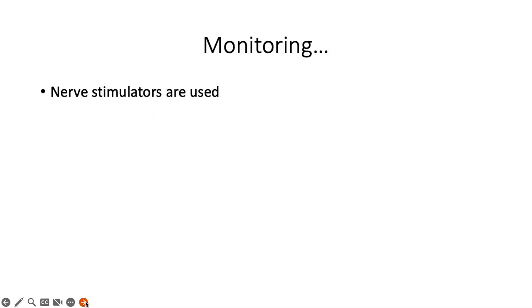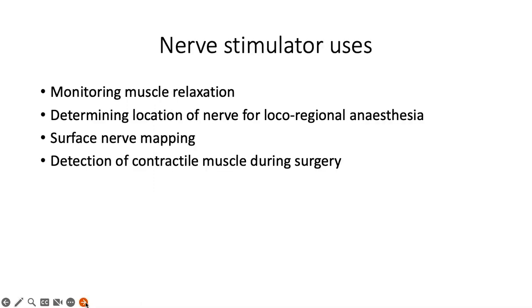Nerve stimulators are used for different reasons, not just for monitoring for muscle relaxation, but they can also be used for other things as well. Surgeons also use them for things like location of nerve, nerve mapping, and detection of contractile muscle during surgery. But our main focus here is monitoring for muscle relaxation. Remember, when we do blocks in patients, we can also use nerve stimulators to create a layer of safety so that we avoid injury to the nerves.